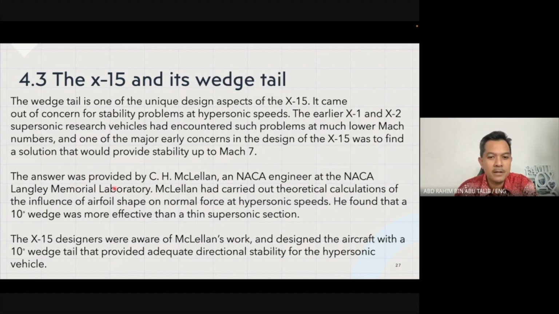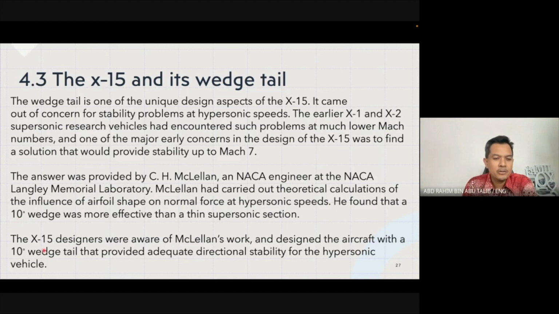The answer was provided by C.H. McLellan, a NACA engineer at the NACA Langley Memorial Laboratory. McLellan carried out theoretical calculations of the influence of airfoil shape on normal force at hypersonic speed. He found that a wedge of 10 degrees was more effective than a thin supersonic section. Imagine the earlier design is just a vertical thin shape, right? But it was not providing enough stability at a higher Mach number. From the experiments conducted by the NACA engineers, they found that a wedge of 10 degrees provided effective stability.